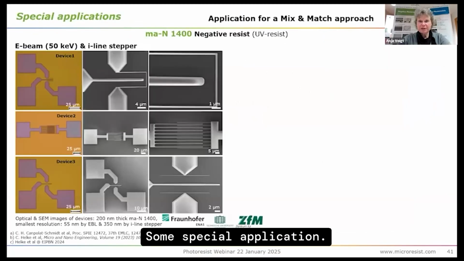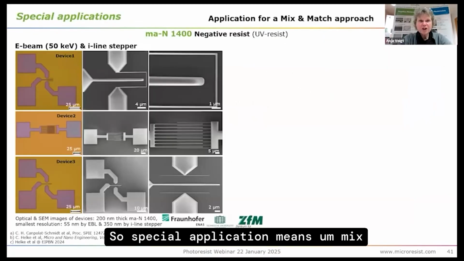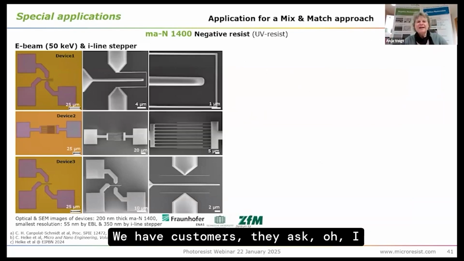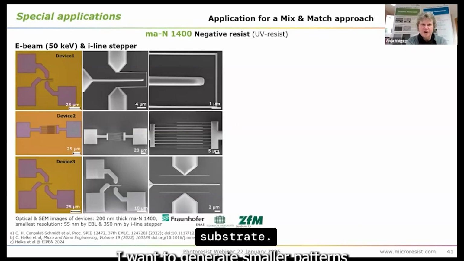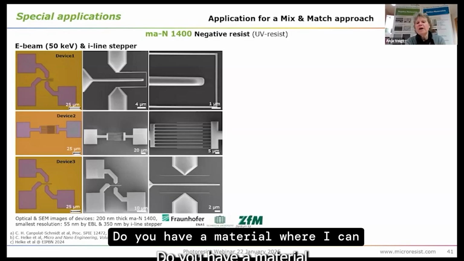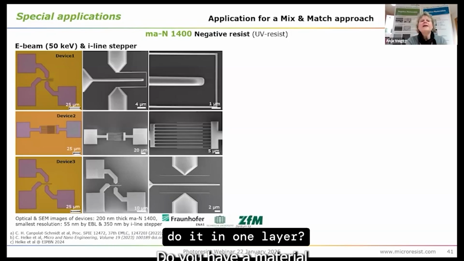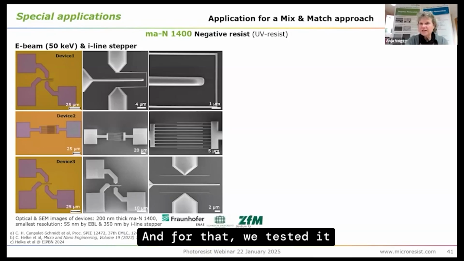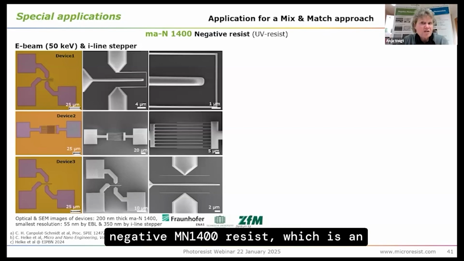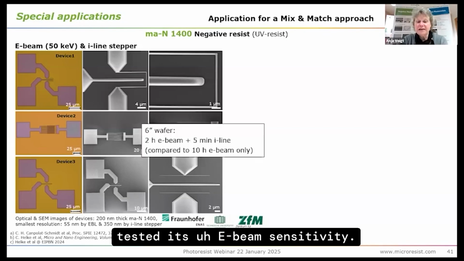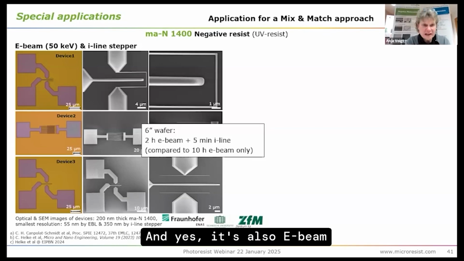Some special application. Special application means a mix and match approach. We have customers who ask, I want to generate smaller patterns beside larger patterns on one substrate. Do you have a material where I can do it in one layer? And for that, we tested it recently. We took a negative mr-N 1400 resist, which is an original UV sensitive material, and tested its E-beam sensitivity. And yes, it's also E-beam sensitive.